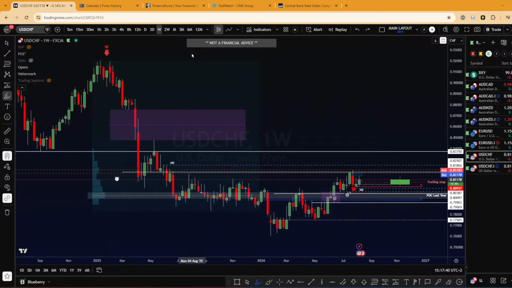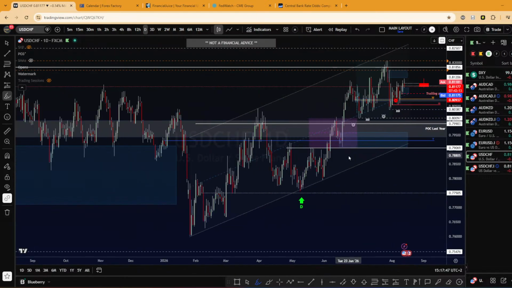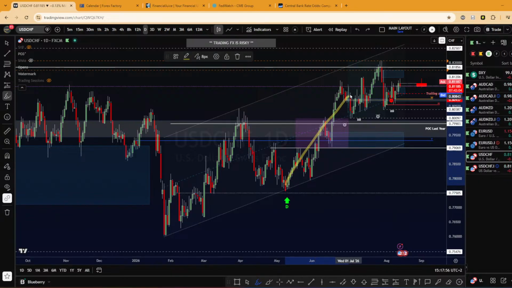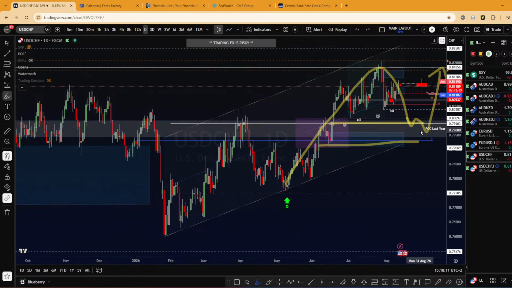Okay, so if I go down to the daily, on daily this is my structure clearly. So I'm bullish from this low to this high. So maybe with this weakness on the dollar, we could potentially see some sort of retracement around this discount price somewhere here before another continuation to the upside. This is what I see right now.